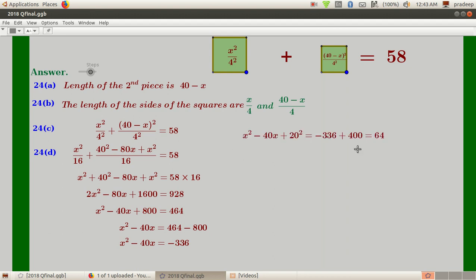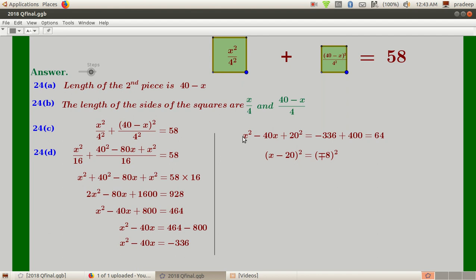Therefore if we add 20 square on both sides, it will be like this: x square minus 40x plus 20 square is equal to minus 336 plus 20 square, that is equal to 400. That is, if we are adding this 400 with this, we will get 64. Therefore this 64 can be written as plus or minus 8 whole square, and this is of the form a square minus 2ab plus b square. Therefore we can write it in the form a minus b whole square.